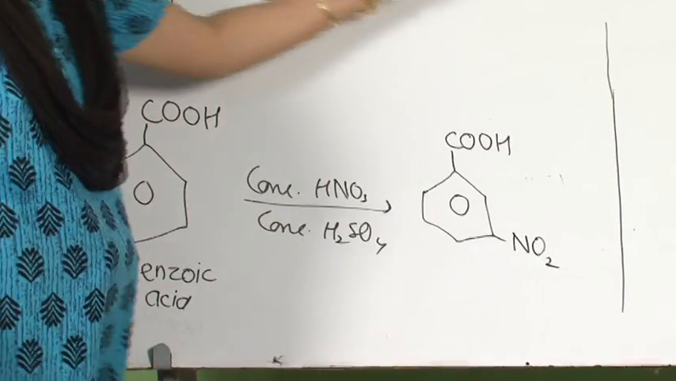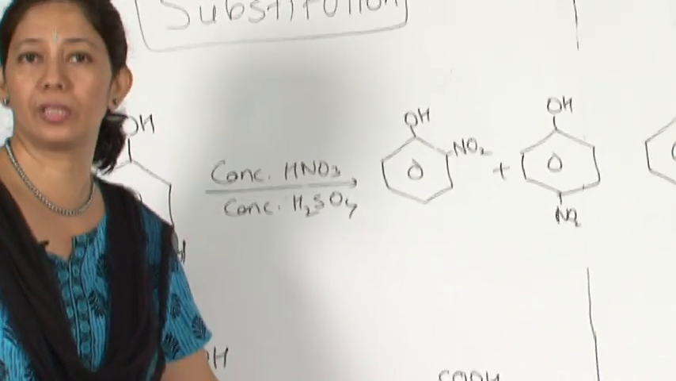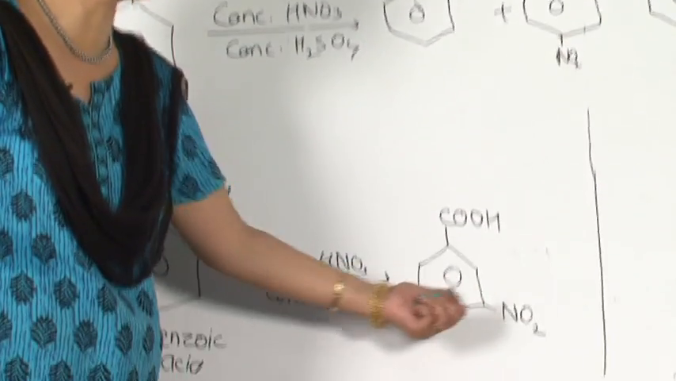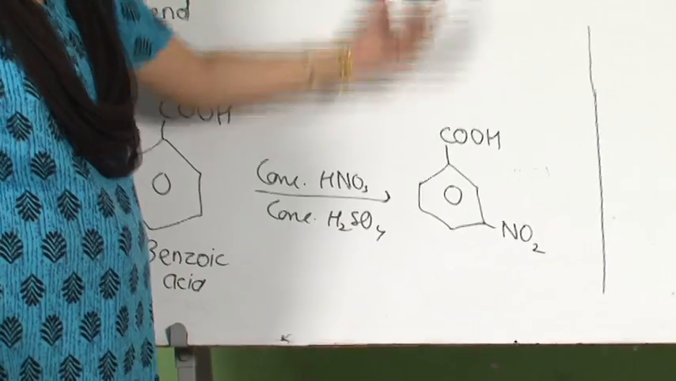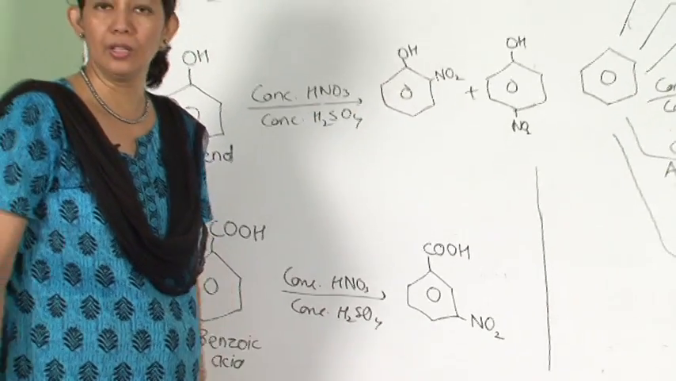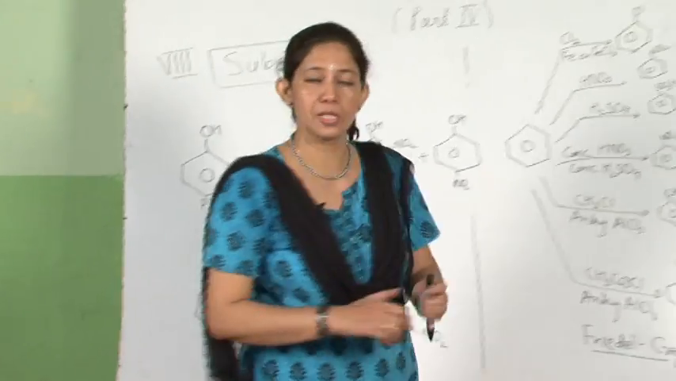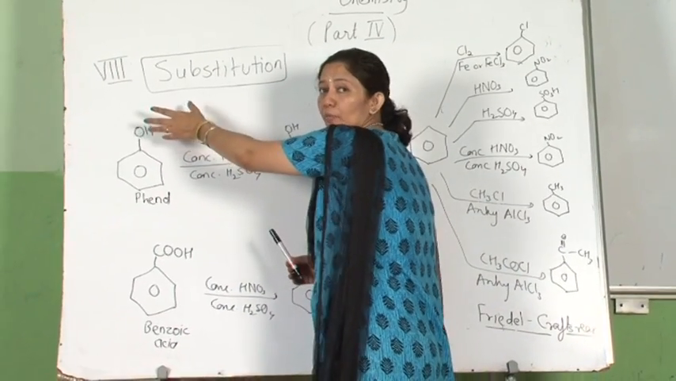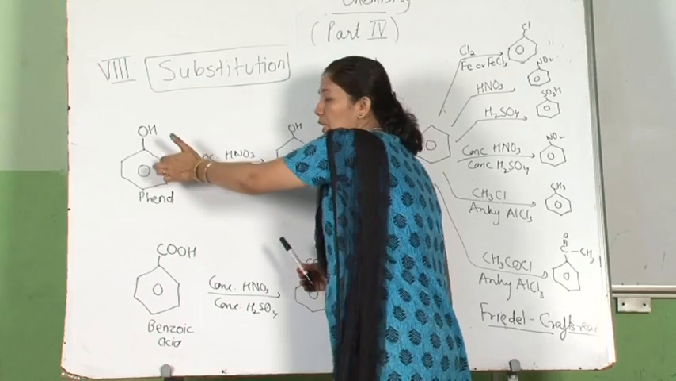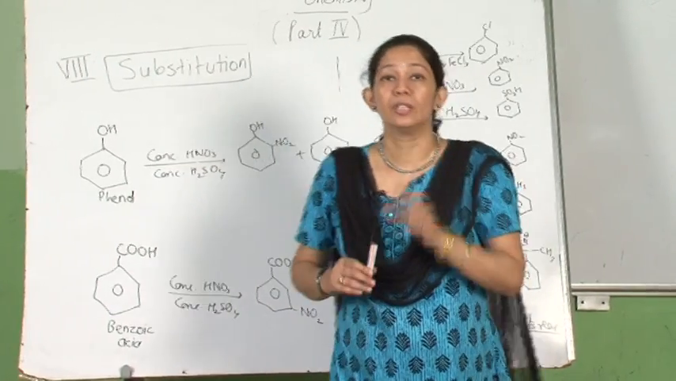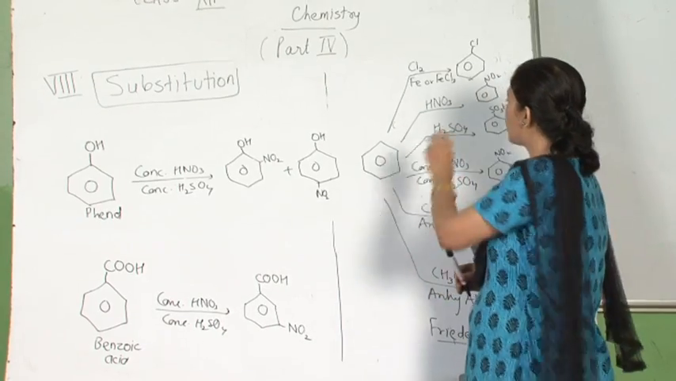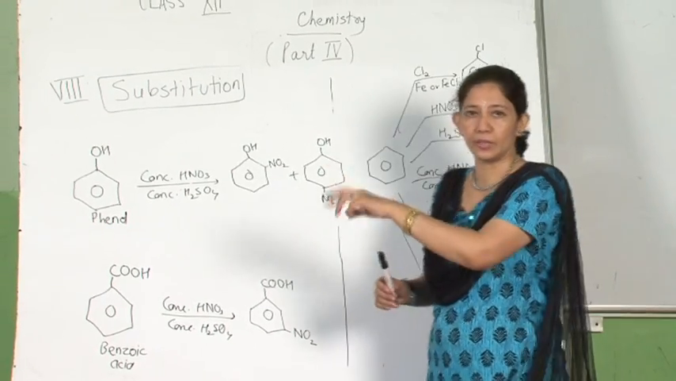Why do I get ortho-para in this case? Why do I get meta here? Why is the NO2 group not getting attached here in the ortho position and the para position? Why in this case is the NO2 part not coming into the meta position? That means the group which is already attached to the ring is the deciding factor. The group which is already attached to the ring is going to decide the incoming group. What is the incoming group? Nitronium ion.